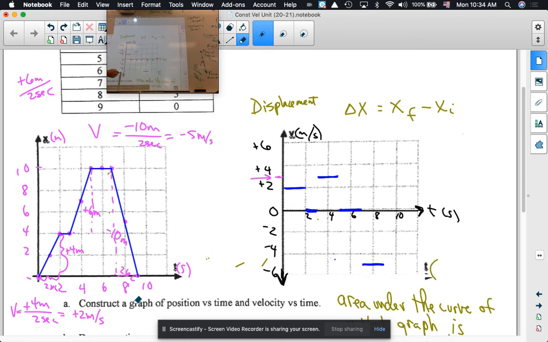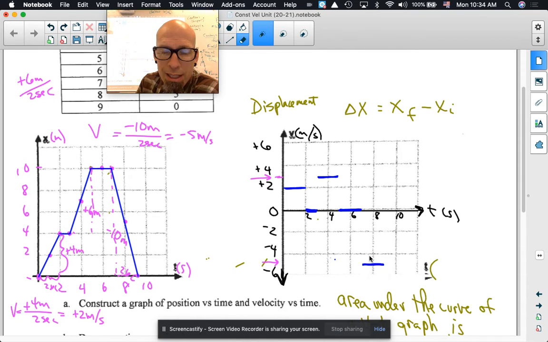Well, what do we see here? Oh, look at that. I drew a line there at the negative 5. And when did I draw the line? From 7 to 9 seconds. Do you see that? I hope you see that. So each of these 5 lines here on my VT graph represent each of the 5 sections.